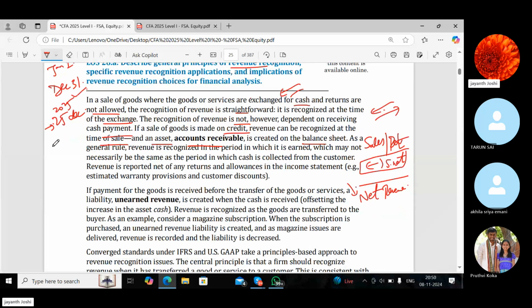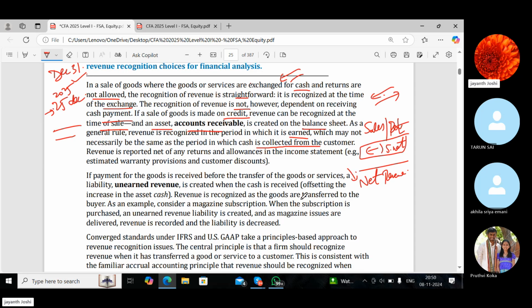Because you need to show the revenue this year and you need to match the expenses with respect to that revenue this year to know the profits of this year. As a general rule, revenue is recognized in the period in which it is earned, which may not necessarily be the same as the period in which cash is collected from the customer. That cash can be collected next year, doesn't matter, but revenue is recognized this year because you have earned it. So revenue is reported net of any returns and allowances in the income statement, for example, estimated warranty provisions and customer discounts. After adjusting all these aspects, you recognize your net revenue in the income statement.